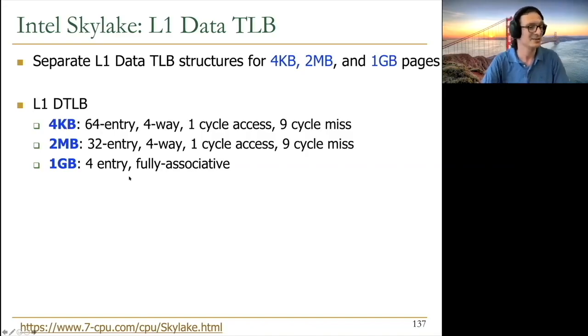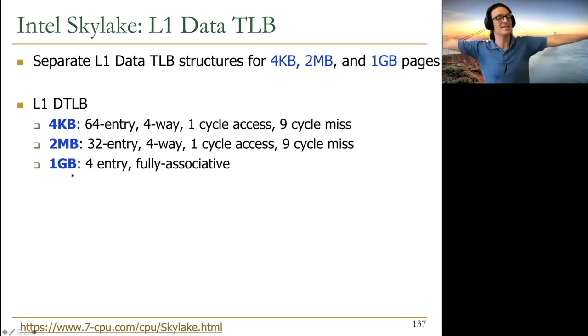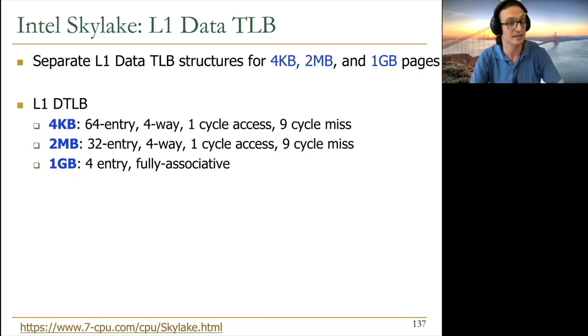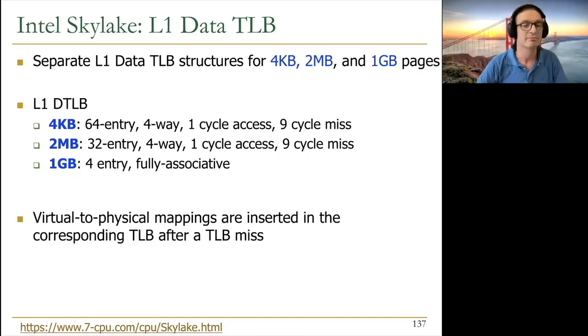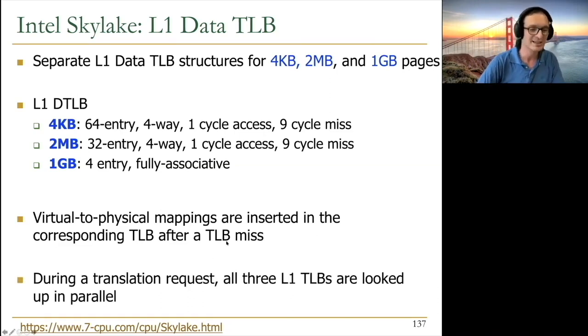That's too bad. So this TLB is actually quite powerful. Even though it has fewer entries, it's very powerful because it really spans a 4 gigabyte portion of the virtual memory, but also physical memory, if you think about it from that perspective, right? And virtual to physical mappings are inserted into the corresponding TLB after a TLB miss, clearly. And during a translation request, all 3 L1 TLBs are looked up in parallel.